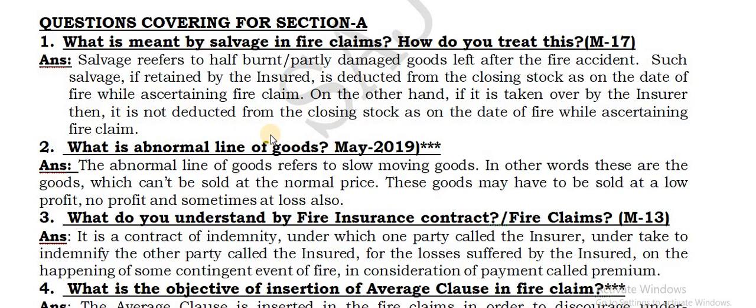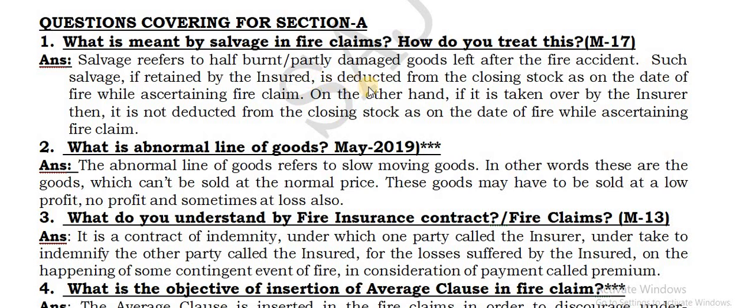And coming to these questions, that is, questions which are covering Section A. Already I have given this to you even in the question bank, so you can notice. The salvage, what is meant by salvage? That is the half burnt goods or residue which is left out after the fire accident, right? Partly damaged or half burnt goods, we call it. How do you treat this? If it is taken over by the insurance company, it is not deducted in the third stage, you are aware. It will not be deducted from the closing stock as on the date of fire.